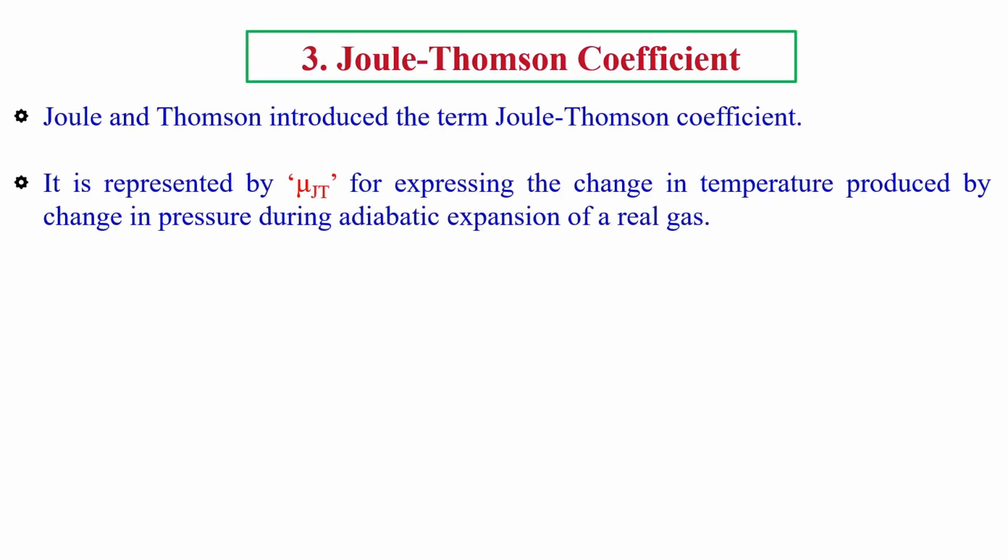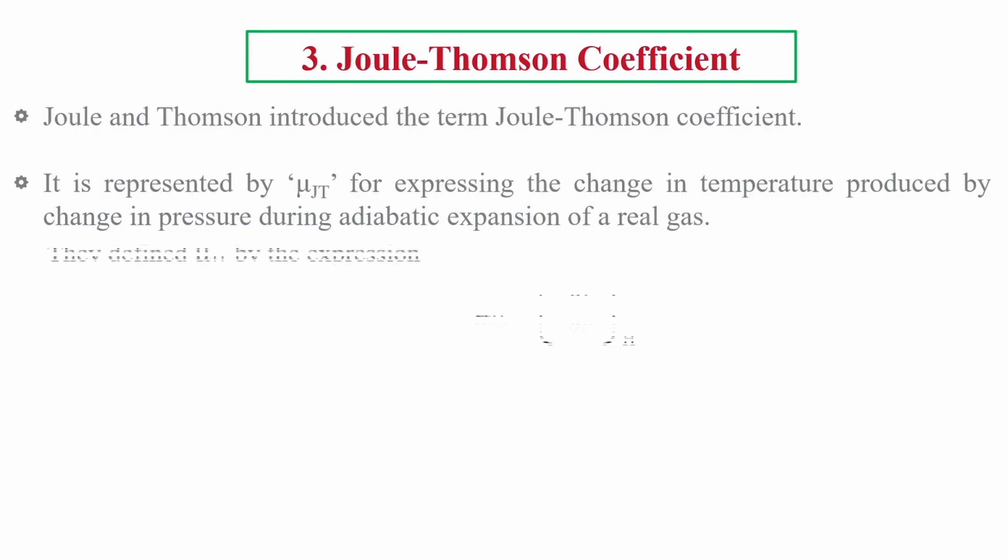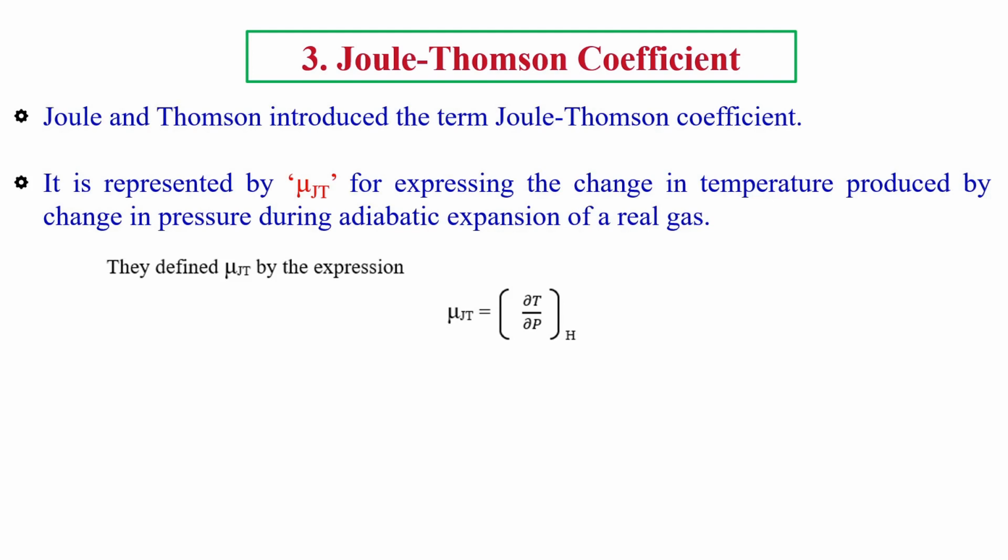Joule and Thomson introduced the term Joule-Thomson coefficient. It is represented by μJT for expressing the change in temperature produced by the change in pressure during adiabatic expansion of a real gas. They defined μJT by the expression μJT is equal to ∂T by ∂P at constant enthalpy.